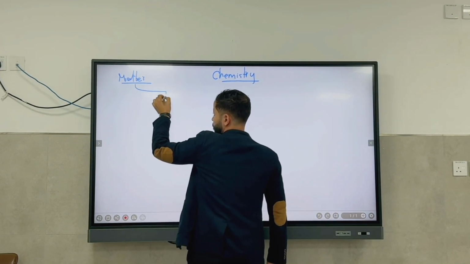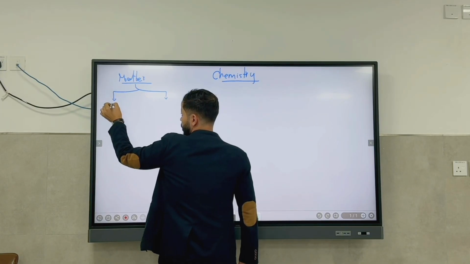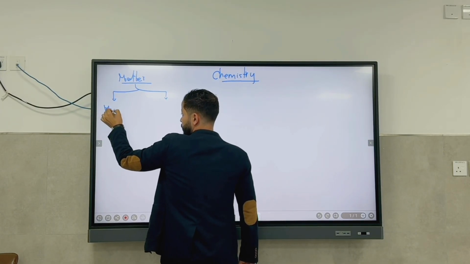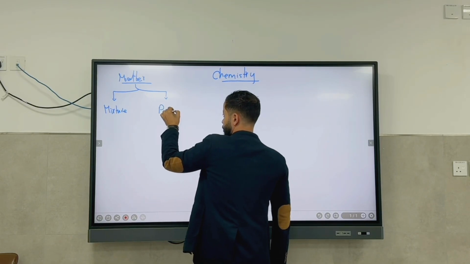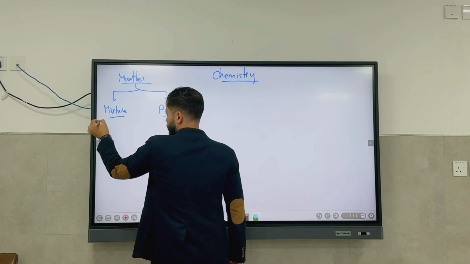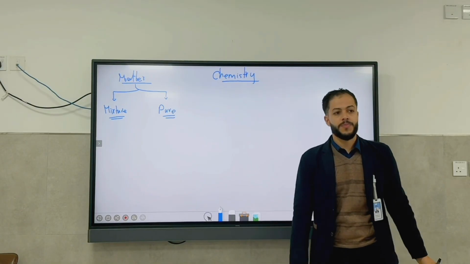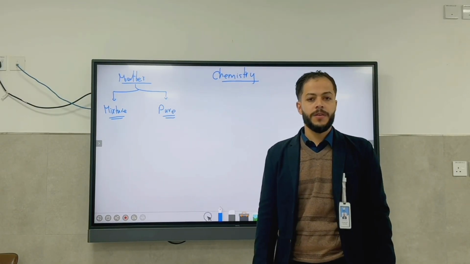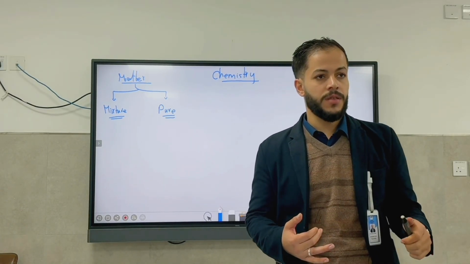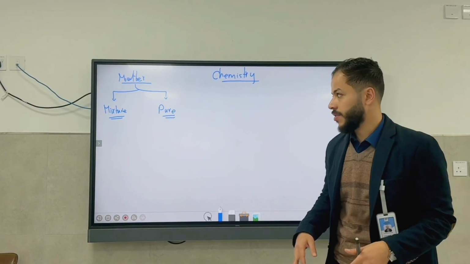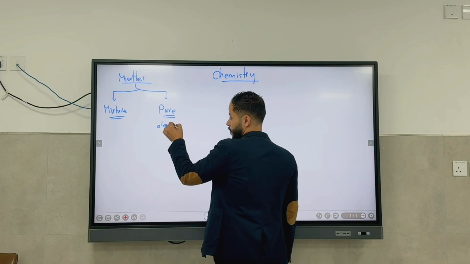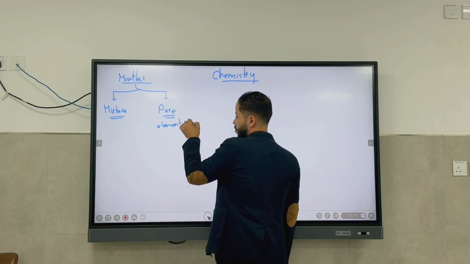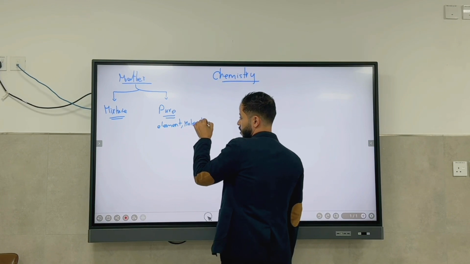First, when we study matter, guys, it could be two types. It could be a mixture, or it could be a pure phase of matter. Anyone know what the pure phase is? What is the difference between pure and mixtures? Pure could be an element or a molecule. Molecules could be compounds. This is the pure phase of matter. It could be an element, or molecules, molecular compounds, and so on.